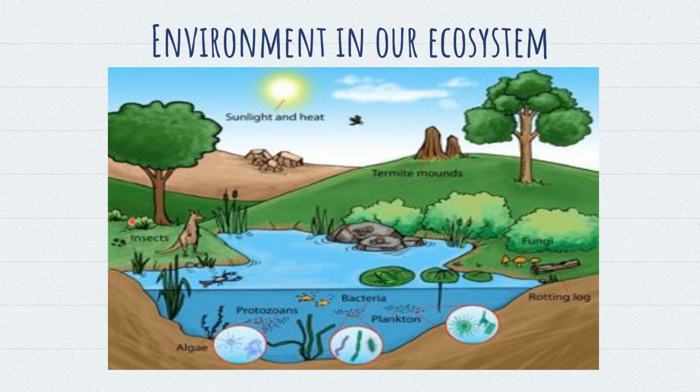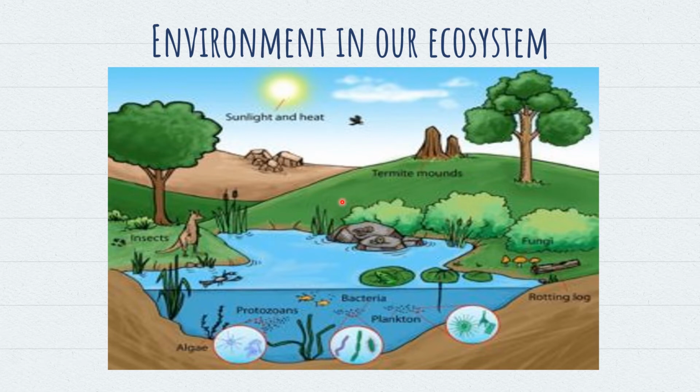We can see we have insects here, we have animals, we have trees, all the living beings. But these all are related to each other. They depend on each other for their living. This is algae. This is also a living thing. Protozoans are also there, planktons are there, and many things are present in our ecosystem.